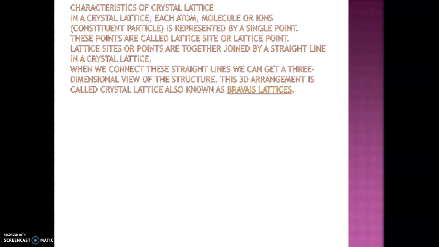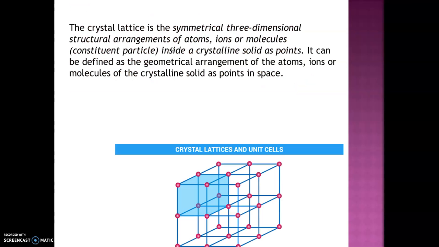What are the characteristics of a crystal lattice? In a crystal lattice, each atom, molecule or ion is represented by a single point. These points are called lattice points or lattice sites. Joined together, they give a crystal lattice. And when we join these, we'll get a three-dimensional structure. This arrangement is known as Bravais lattices.